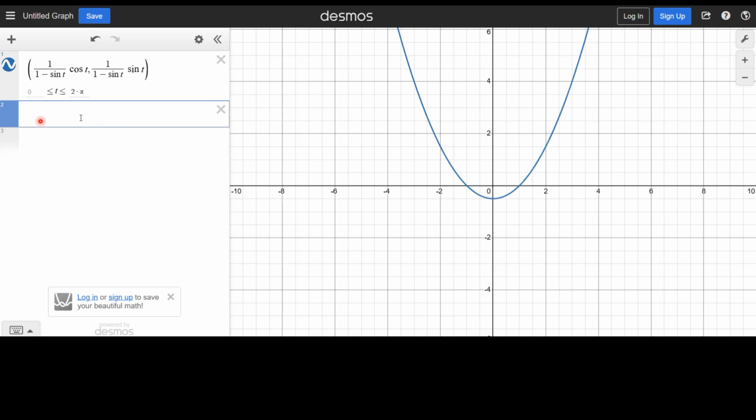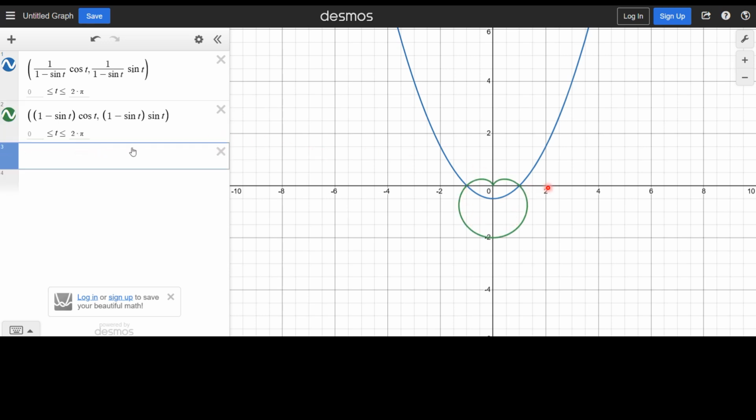And then now if we go ahead and get the inverse of this radius, it is 1 minus sine t, right? So 1 minus sine t times cosine t, t being that angle, so that is the x, and then the y is 1 minus sine t times sine t, right? And then here we put from angle equals 0 to 2 pi, right? And you're going to see a cardioid. This is an upward facing cardioid.